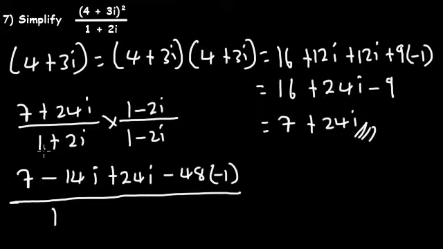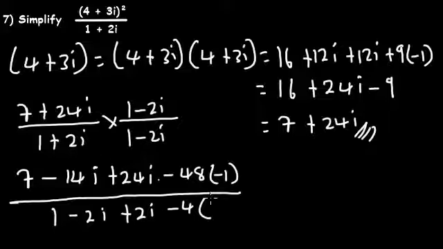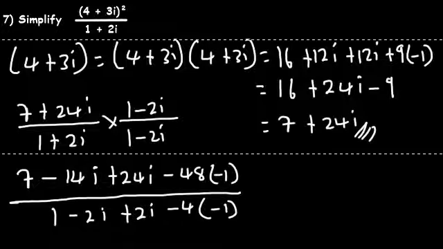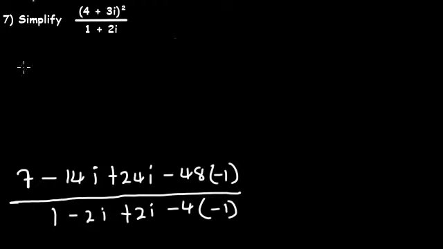1 squared is still 1, by the way. 1 times minus 2i gives us minus 2i again. And this times this gives us plus 2i. And finally, 2 times minus 2 gives us minus 4, and i times i is still minus 1. Perfect. Hope you're following. Good. So let's proceed forward. Now, let's add these two terms. Minus 14i plus 24i results in plus 10i. So we have 7 plus 10i. Now minus 48 times minus 1 gives us plus 48.